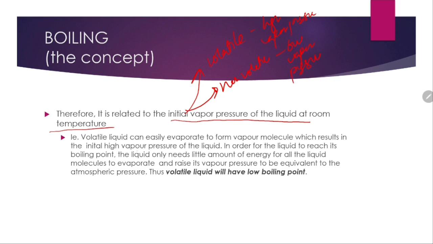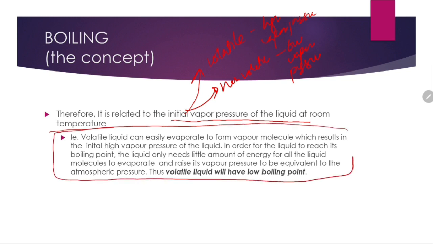So these are whatever I talked about just now. You can read it in this simple explanation. Volatile liquid can easily evaporate to form vapor molecule or gas, which results in the initial high vapor pressure of the liquid. In order for the liquid to reach its boiling point, the liquid only needs a little amount of energy for the liquid molecules to evaporate and raise its vapor pressure to be equivalent to the atmospheric pressure. Thus, volatile liquid will have a low boiling point. Let me give you an example.